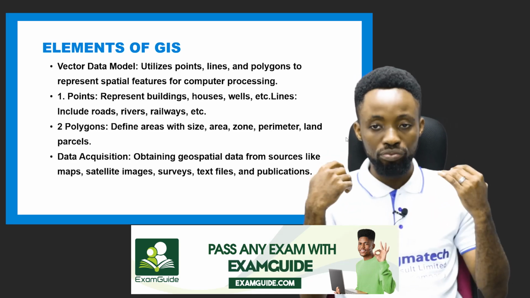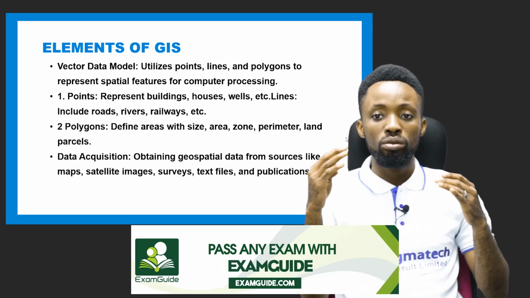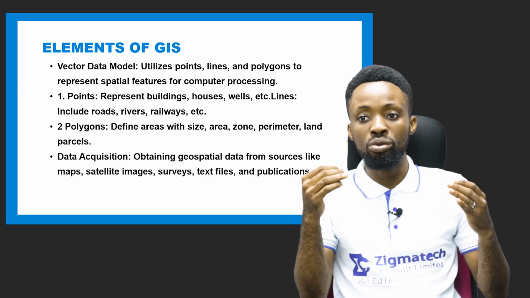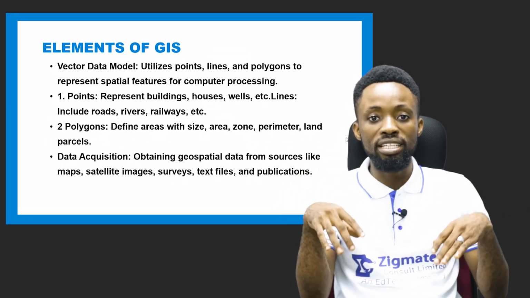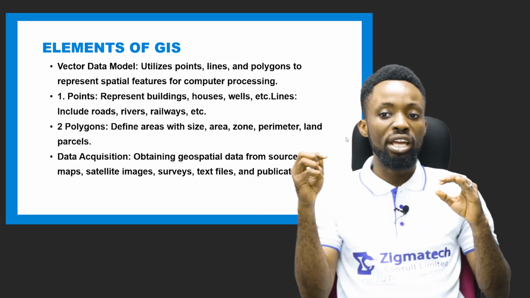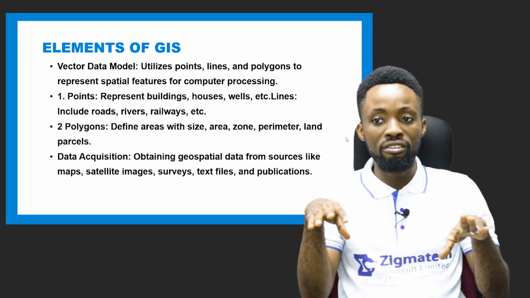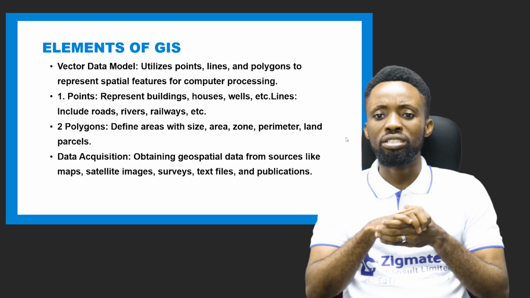Now, example, like I said, is what? Points and what? And polygons. So the points there will represent buildings, houses, walls, wells. The lines there will represent things like roads, rivers, railway, while the polygons will represent things like area, perimeter, zone, and also land parcels.